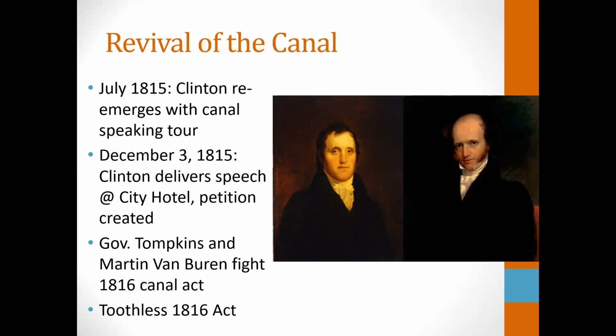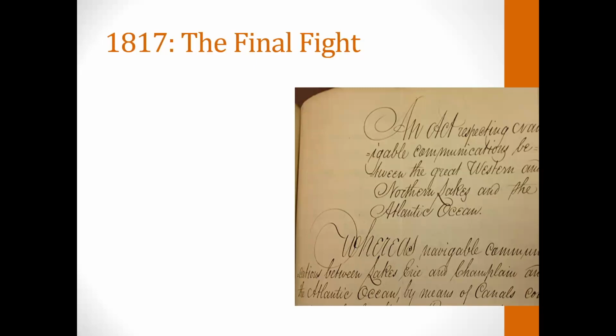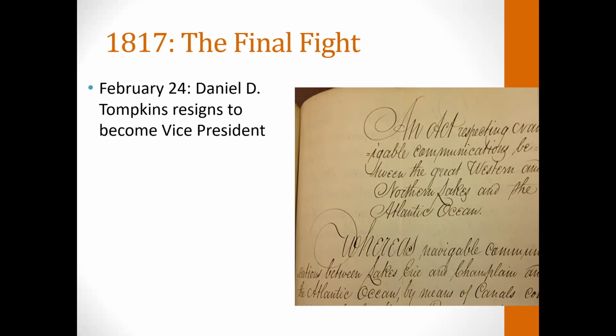Van Buren's hoping that maybe enthusiasm for this canal will wane. However, 1817 happens. There's still a lot of support for a canal. Then on February 24th, Daniel D. Tompkins is appointed vice president for James Monroe. So he stops being governor. So there goes one of the canal's biggest detractors in the state. He's now headed to Washington.